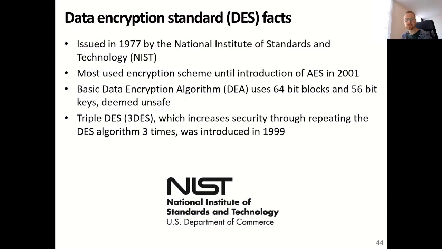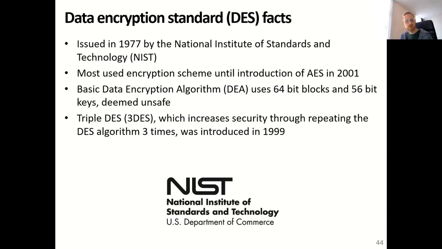The most known example of a Feistel cipher is the Data Encryption Standard, or DES. DES was developed in the 1970s and was standardized by the National Institute of Standards and Technology, or NIST, in 1977. And it was the most used encryption scheme until the introduction of AES, the Advanced Encryption Standard, in 2001.